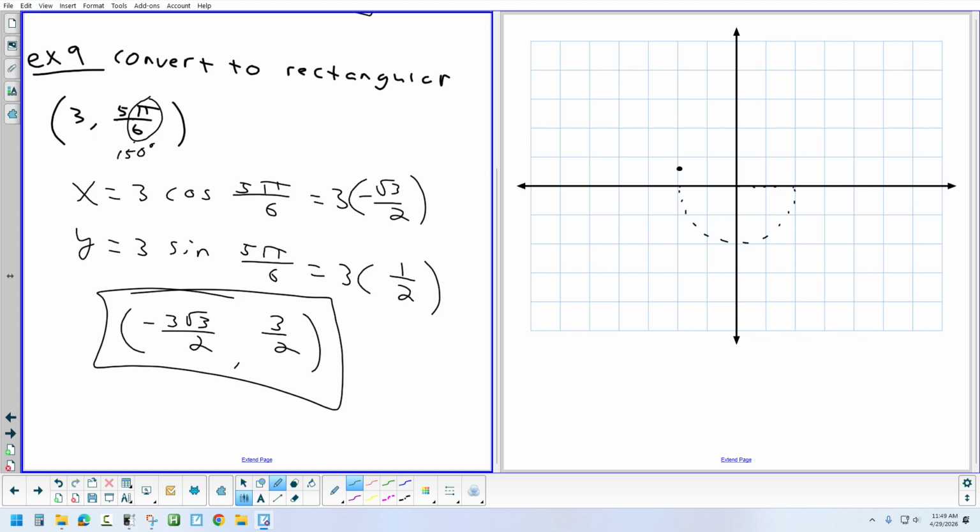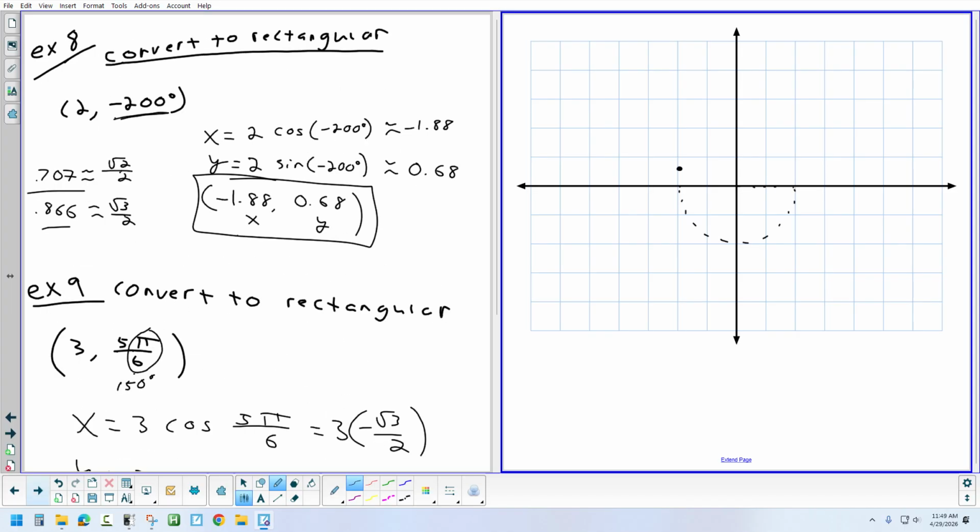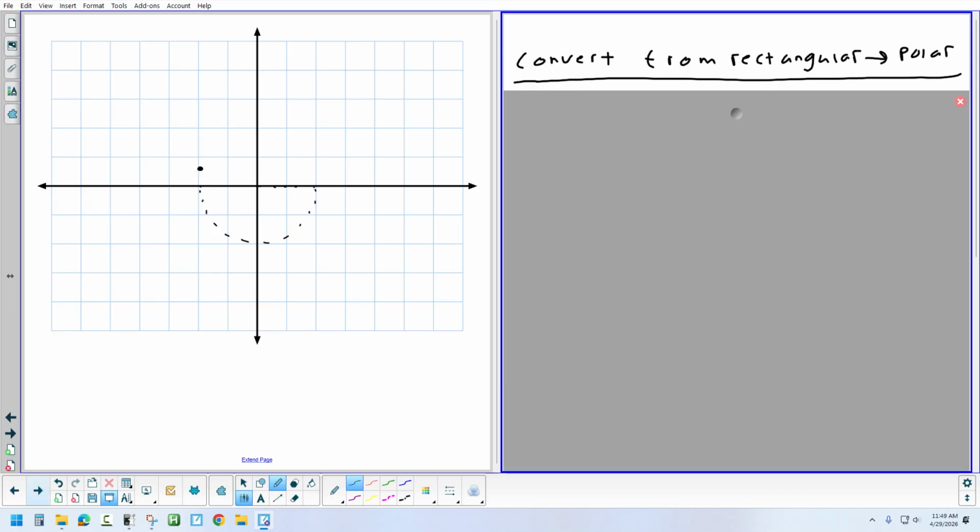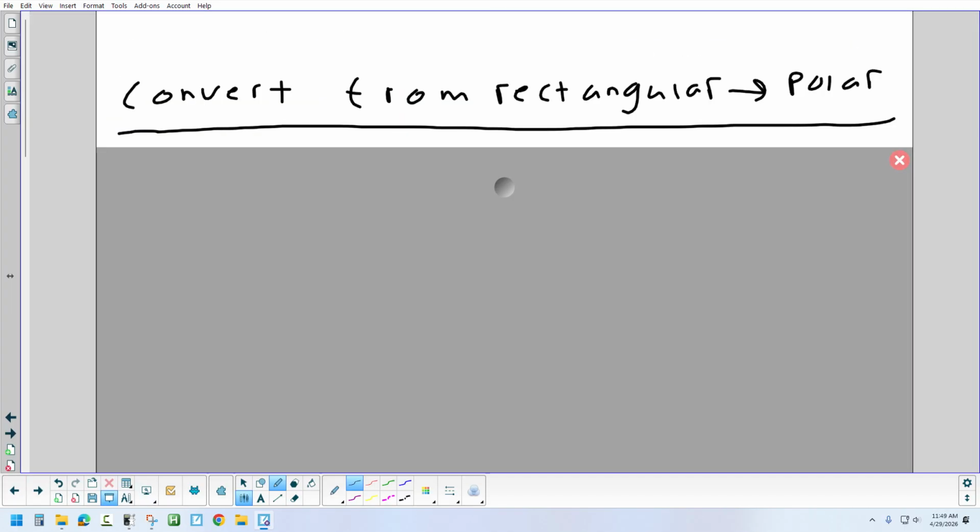Okay, any question? So that's polar to rectangular. Last thing, changing the other way, rectangular to polar. So in rectangular, what do you call the two things that I give you in a coordinate? X and Y.